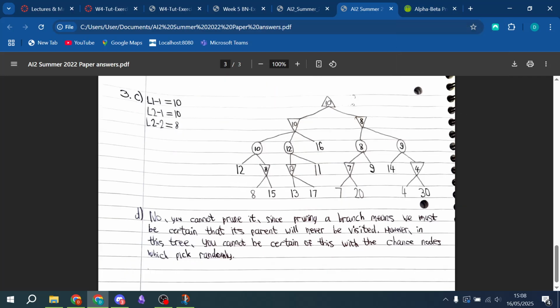But the problem here, I thought, was that we can't be sure that it will never visit this because it's always 50-50. It could always visit this node or this one or whatever nodes below the chance ones. You can never be sure if they're going to be visited or not. So I feel like you couldn't prune it because it's random. I don't know, does that make sense?